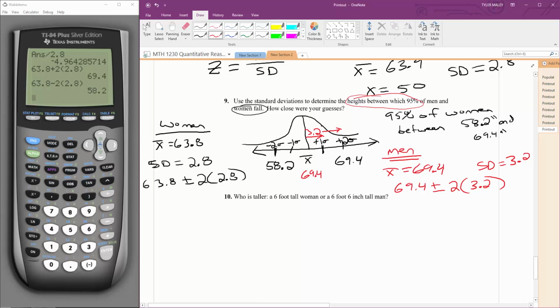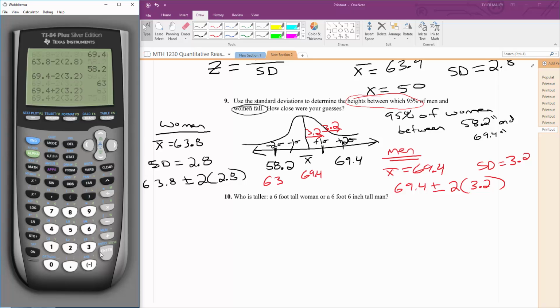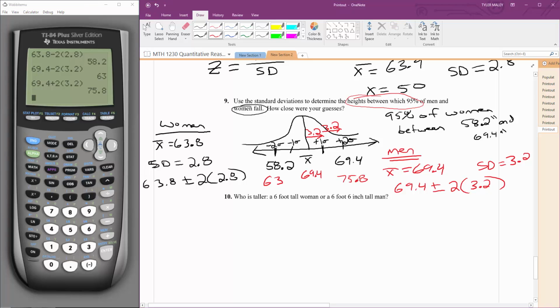distance in between, right? So if we take 69.4 minus 2 times 3.2, we find the left part. So for the males, this would be 63, and then, excuse me, for the right, the plus 2, it would be 75.8. So 95% of men, their heights would fall in between 63 and 75.8 inches.